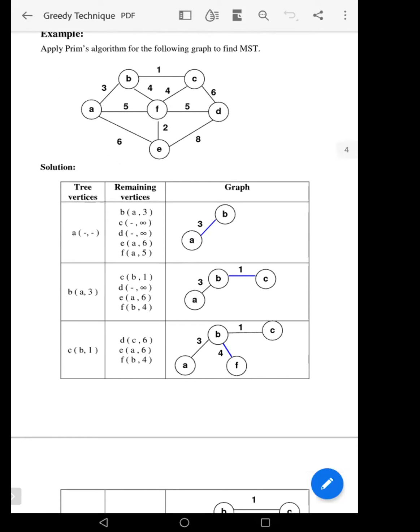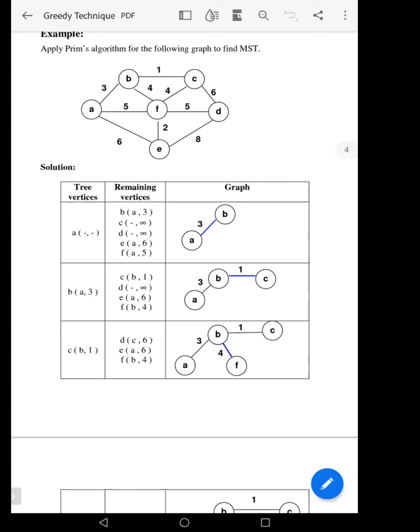Now again, check which vertices are adjacent to B. C is adjacent to B, and its weight is 1. D is not adjacent to B, so D is infinity.